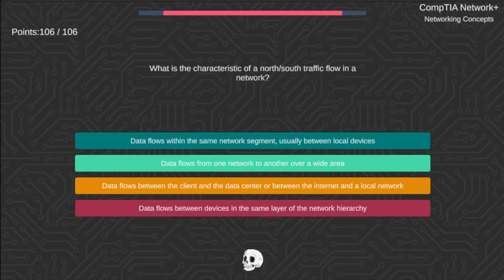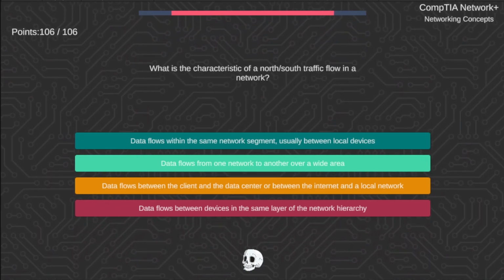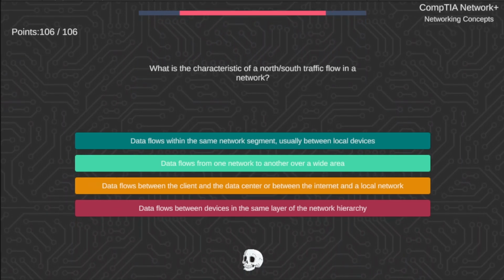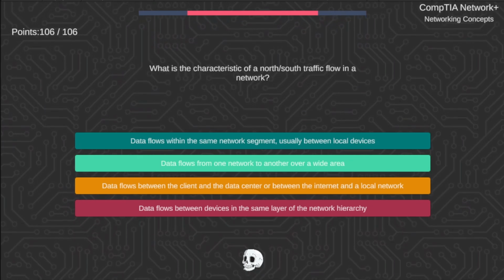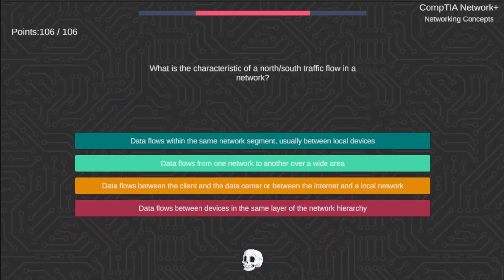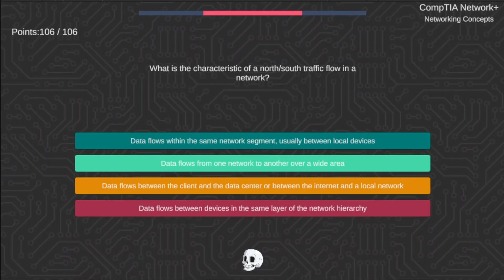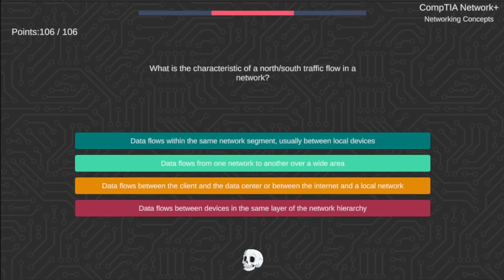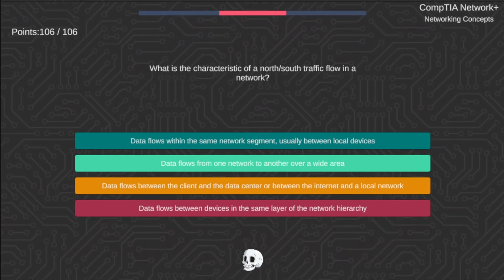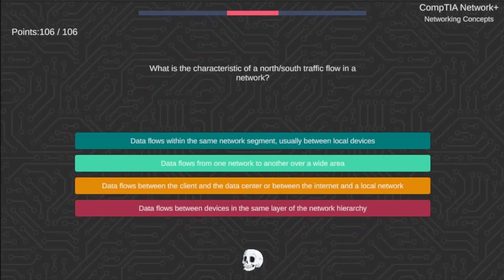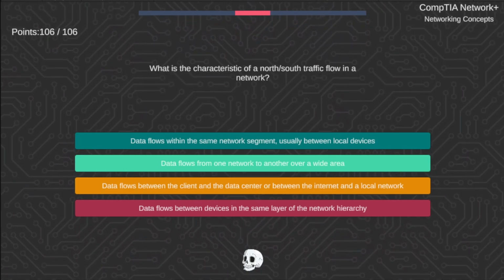Data flows within the same network segment, usually between local devices. Data flows from one network to another over a wide area. Data flows between the client and the data center, or between the internet and a local network, or data flows between devices in the same layer of the network hierarchy. The characteristic of a north-south traffic flow.